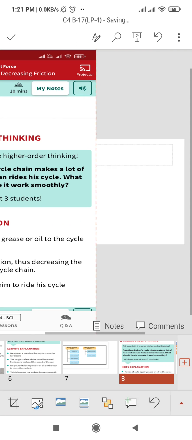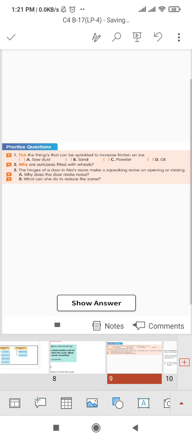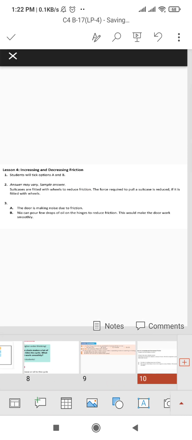So that's all about this lesson. Let's do the practice questions. Question number 1 is, tick the things that can be sprinkled to increase the friction on ice. What are the things that increase the friction? We know that talcum powder and oil help to reduce the friction. These act as lubricants. So these will not be ticked. Answer is sawdust and sand.